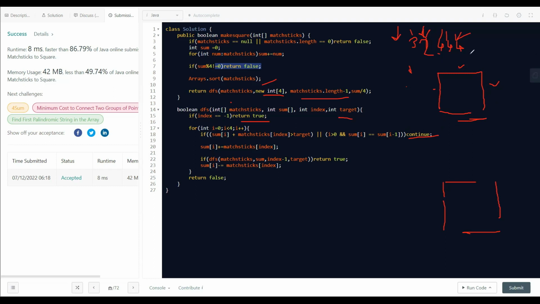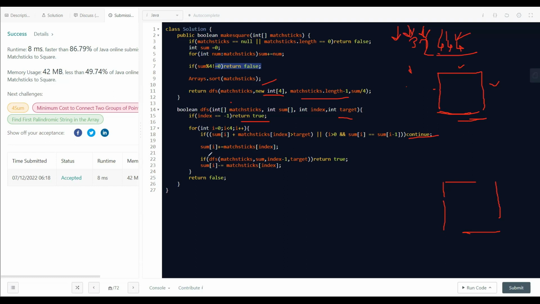This happens when we just placed all the 4 values. So 4, 4, 4 are already there, and we find that sum I, like 4 plus say 3, is greater than target. We continue. So we end up having the last side. There, what we did, we simply did sum I plus matchsticks of index. The index is pointing at 3. Fine. We just place this value.